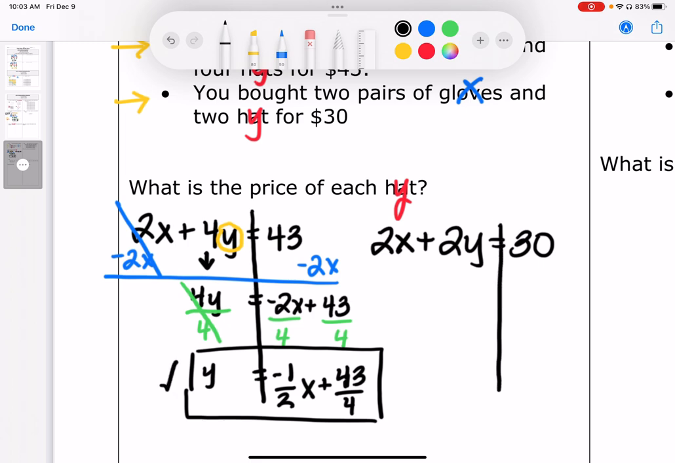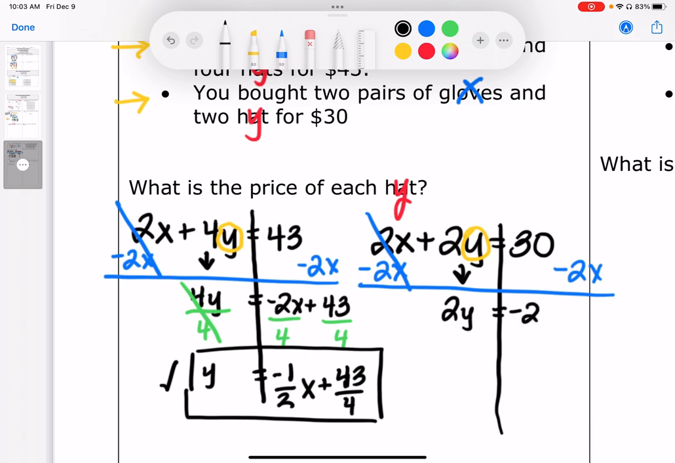Then I have to solve this one right here. And once again, in order to get y by itself, the opposite of positive 2x is negative 2x. And what you do to one side, you also do to the other. These x's are going to cancel. I can pull down my 2y. And then remember, I put everything in slope-intercept format, so I'm going to need to put my negative 2x in the front and my 30 in the back. My last step to getting y by itself is to divide every single piece by positive 2.